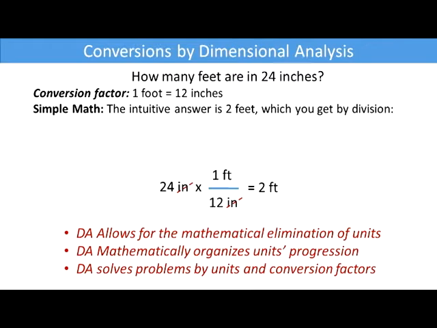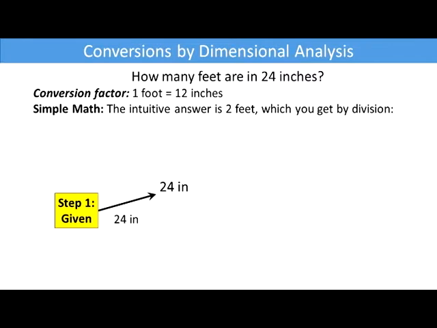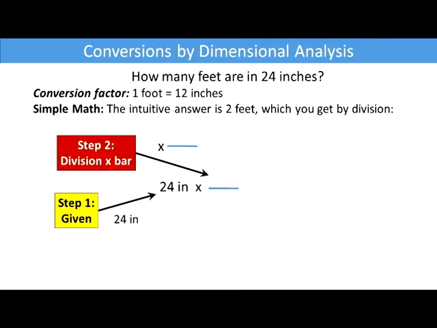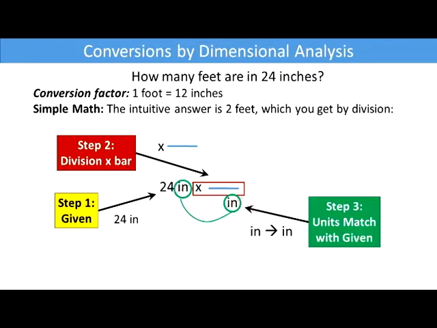So let's look further at the components of that mathematical expression. The first component is the given. In this case, our given is 24 inches. The next part of the expression is a division crossbar, which allows for mathematically sound division. The next and perhaps most critical step is step 3. We match the units in the given to the units in the denominator. This is the most critical step in unit analysis.